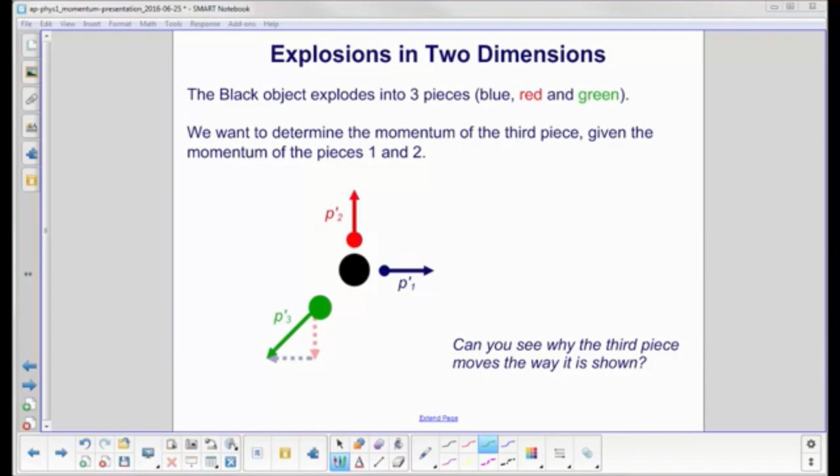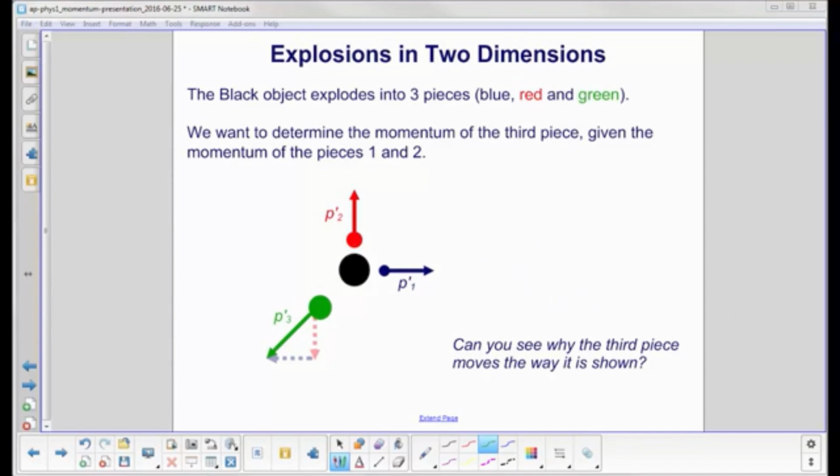Let's look at an explosion in 2 dimensions. We have a black object right here, which will explode into 3 pieces: blue, red, and green. We want to determine the momentum of the third piece right here, given the momentum of piece 1 and piece 2. Can you see why the third piece moves the way it is shown?